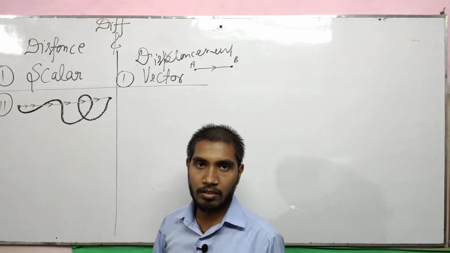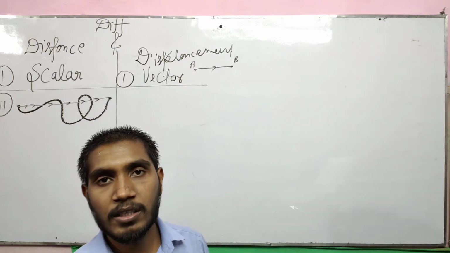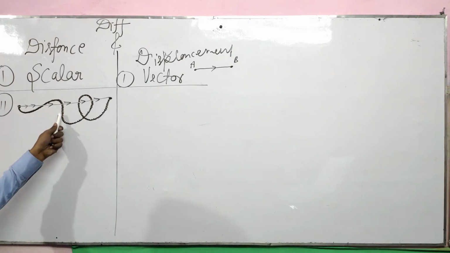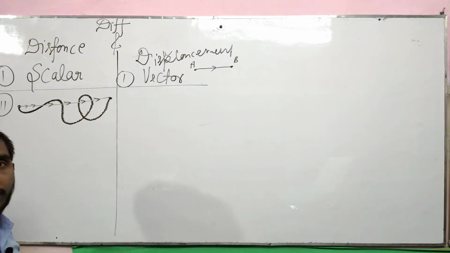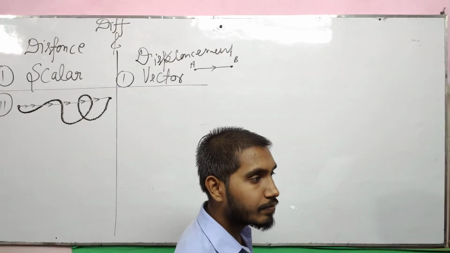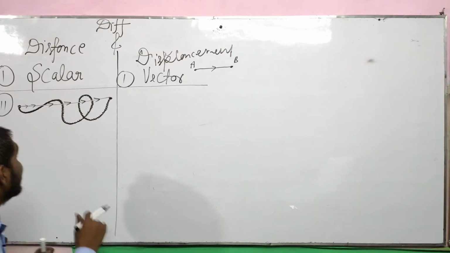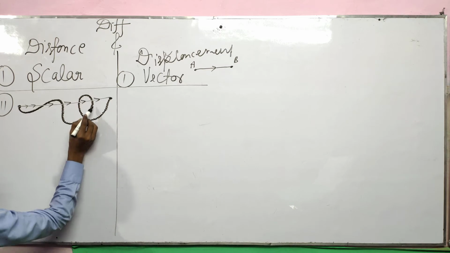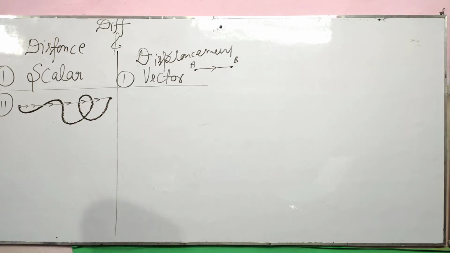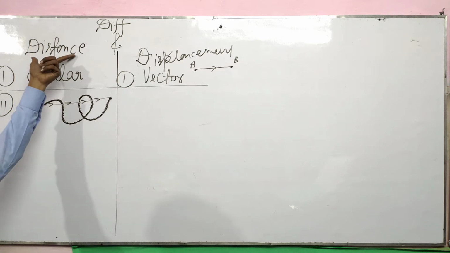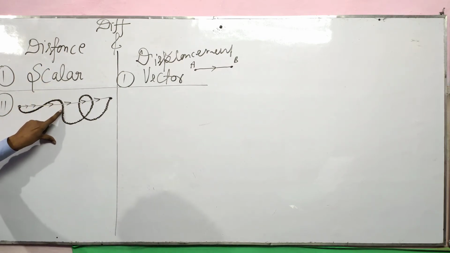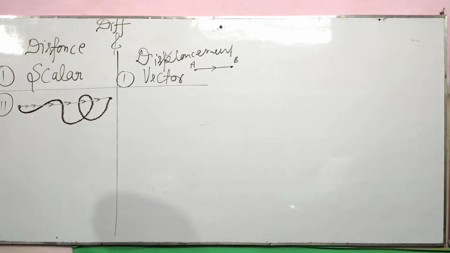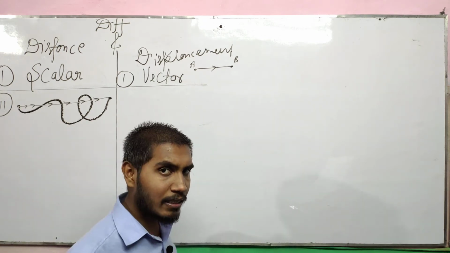Displacement is the shortest distance from initial point to final point. And this is the path length. Distance depends on the shape of the path, but displacement does not depend on the shape of the path.